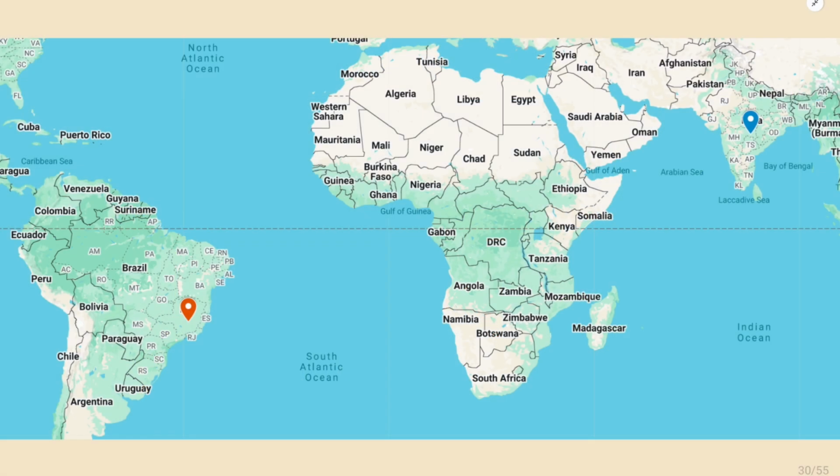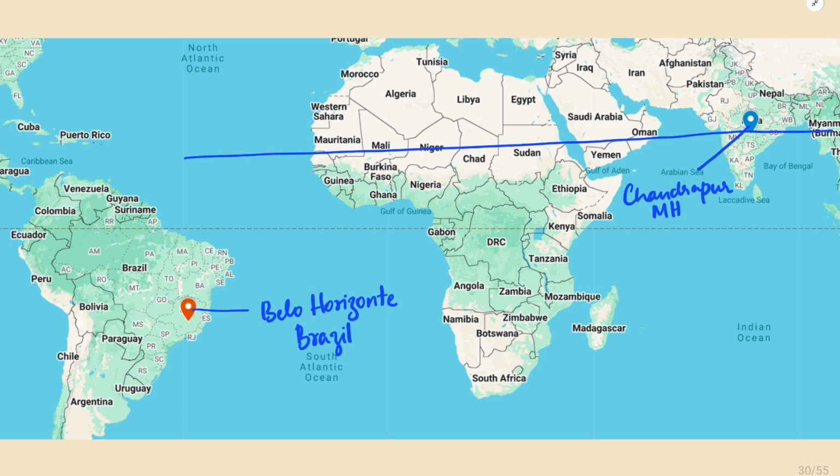Let's see this through an example. Chandrapur in Maharashtra and Belo Horizonte in Brazil are both on the 20-degree latitude. However, Chandrapur is in the northern hemisphere, so 20 degrees N, and Belo Horizonte is in the southern hemisphere, so 20 degrees S. Therefore, specifying N for north of the equator or S for south of the equator is crucial to locating places accurately.